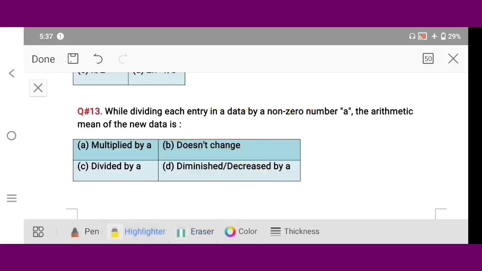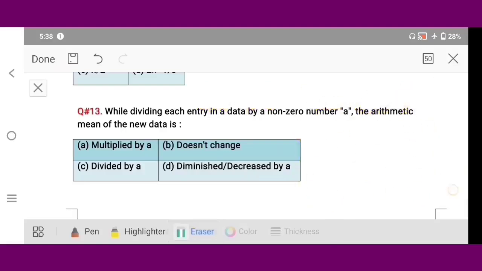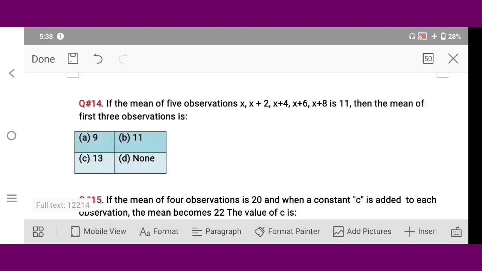Just like when we multiply each and every entry by C, the mean will also be multiplied by C. If divided by C, the mean will also be divided by C, and so on. So our correct option is C, mean will be divided by A. Question number 14. If the mean of 5 observations x, x plus 2, x plus 4, x plus 6, x plus 8 is 11, then the mean of the first 3 observations is: options are A, 9; B, 11; C, 13; D, none.